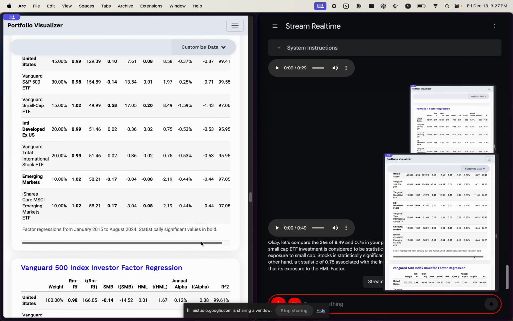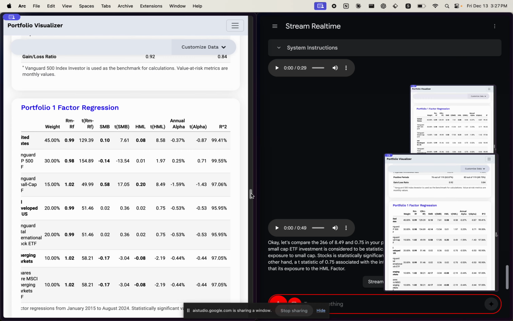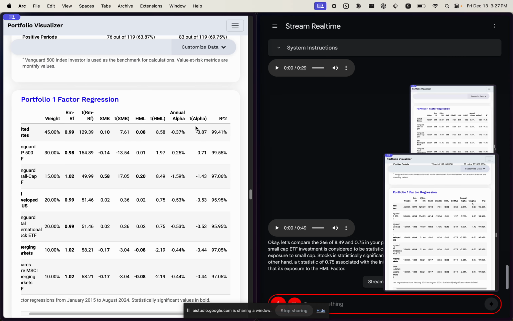Got it. Okay. I guess one more question here. What does the T alpha mean and what does the R squared mean? Can you explain those in simple terms?